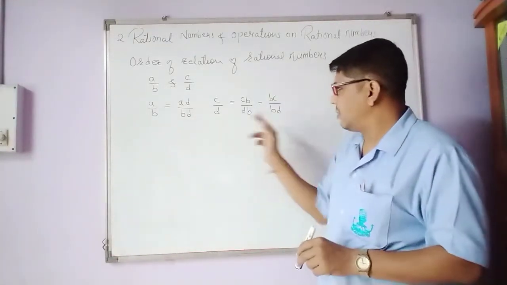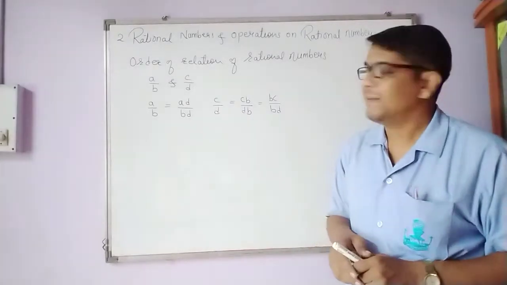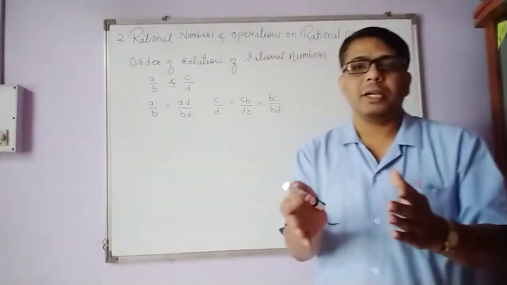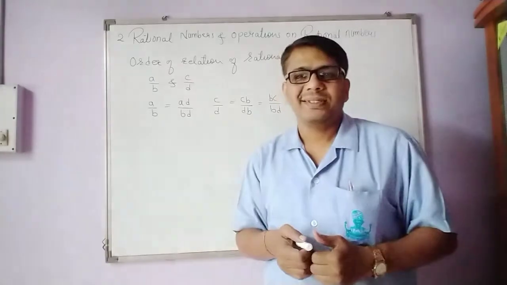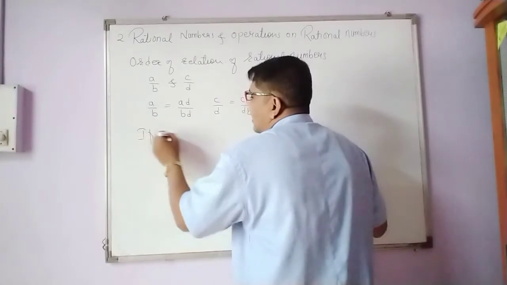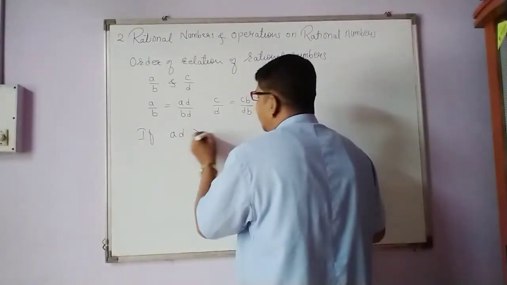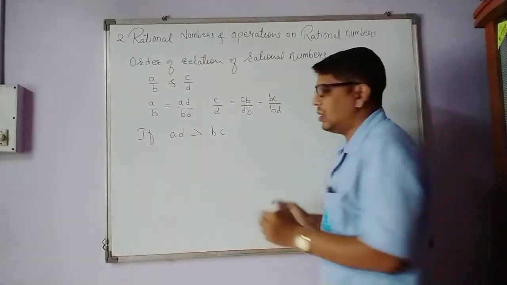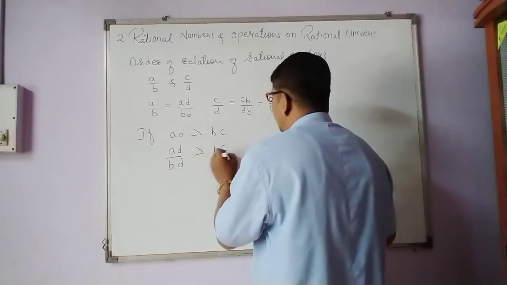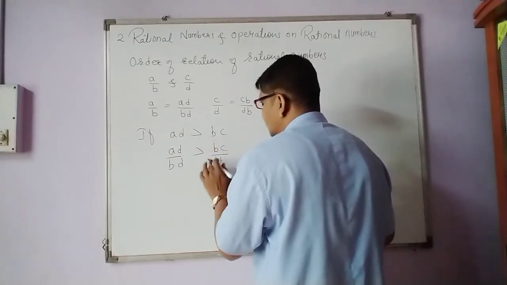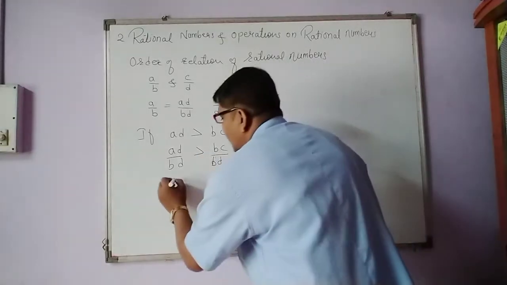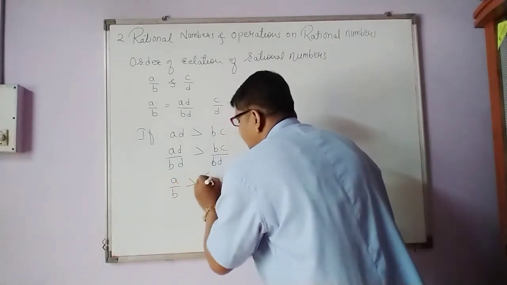Now see, are the denominators same? Yes, exactly. So when denominators are same, how do we decide whether a rational number is smaller or greater? Just from the numerators. So if AD is greater than BC, what does it mean? AD upon BD is greater than BC upon BD, so A upon B is greater than C upon D.